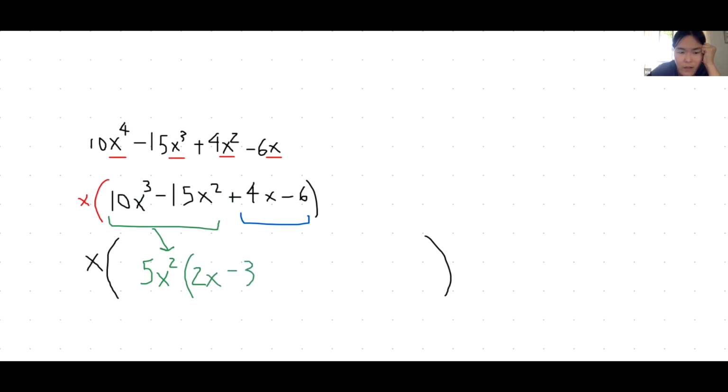And then for the blue part, the common term between 4x and negative 6 would be a 2. Right? I think so, 2. But 4x divided by 2 is just 2x, and negative 6 divided by 2 is negative 3. Right? So this is what I have. And 2x minus 3 show up in both of them. So now I can factor that.